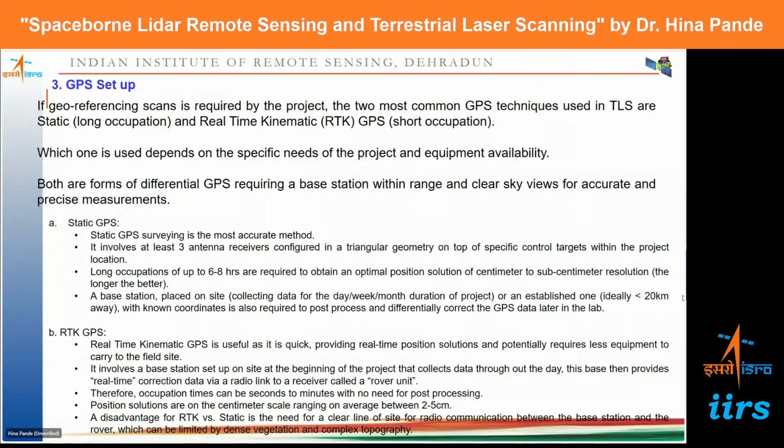Now, a disadvantage or a limitation for RTK versus static type of GPS setup is the need for clear sight for the radio communication between the base station and the rover. If we have a large site to cover, this can sometimes be limited by complex topography or dense vegetation.